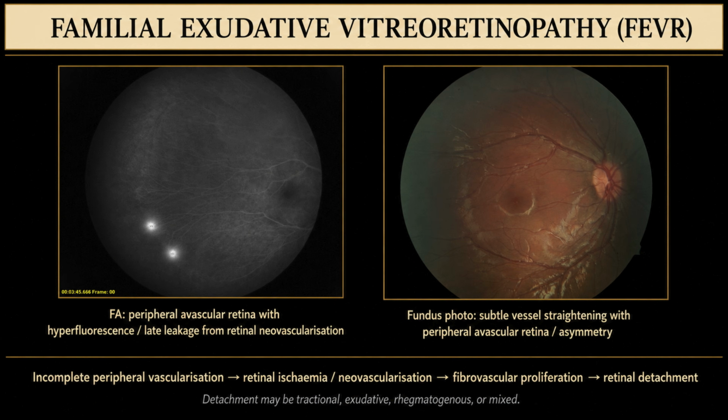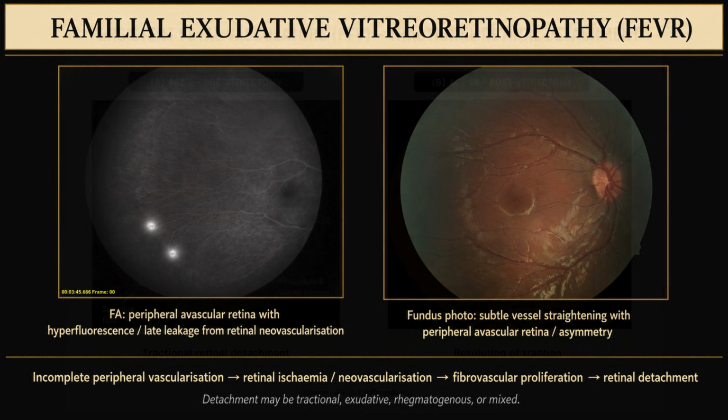Another important developmental disorder is familial exudative vitreoretinopathy or FEVR. In FEVR, we see incomplete peripheral vascularization, which can lead to retinal ischemia, neovascularization, fibrovascular proliferation, and ultimately retinal detachment. Despite the word exudative in its name, familial exudative vitreoretinopathy does not produce only exudative detachment. The detachment here may be tractional, exudative, rhegmatogenous, or mixed.